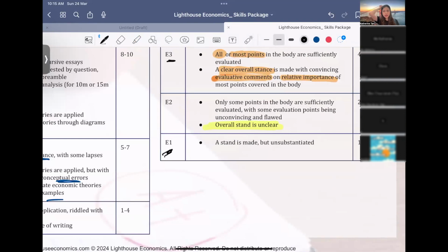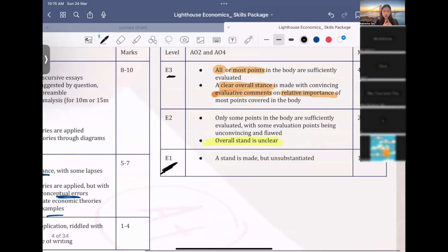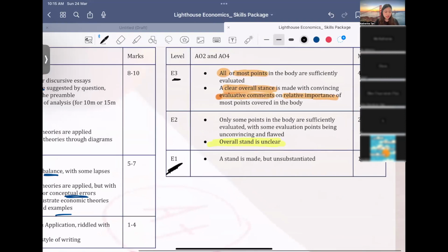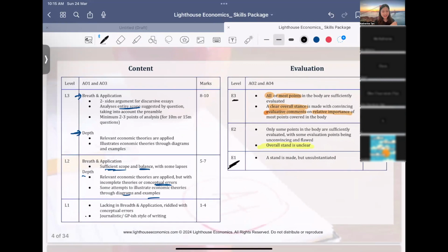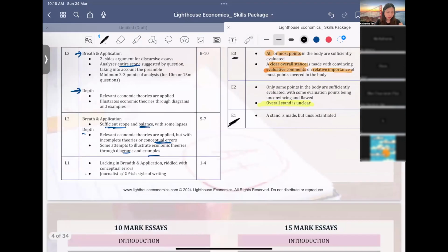Usually people fall into E1 because, firstly, they don't know that you're supposed to start evaluating in the body, and secondly, they don't have time. So this is how it's graded. As mentioned, in 15 marks, you'll look at the evaluation separately from the content, but for 10 mark questions, it'll be purely content.